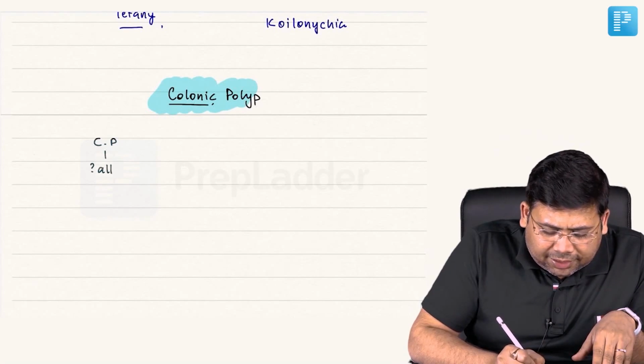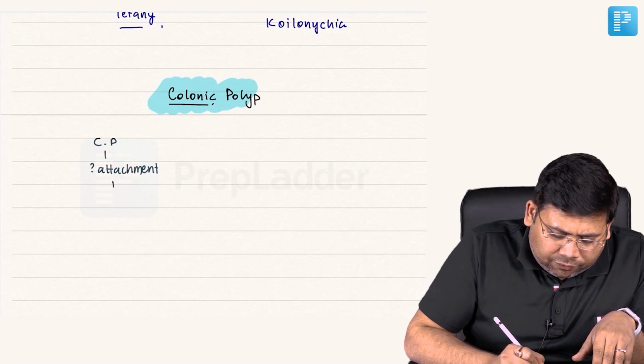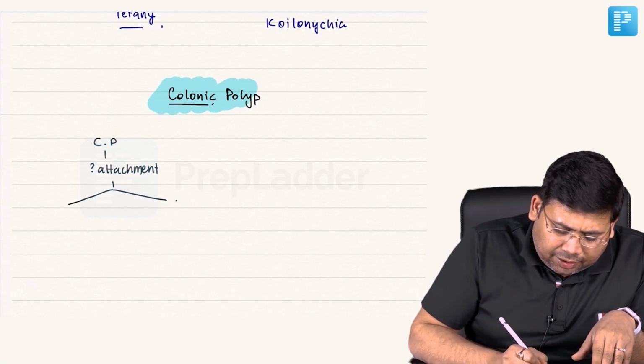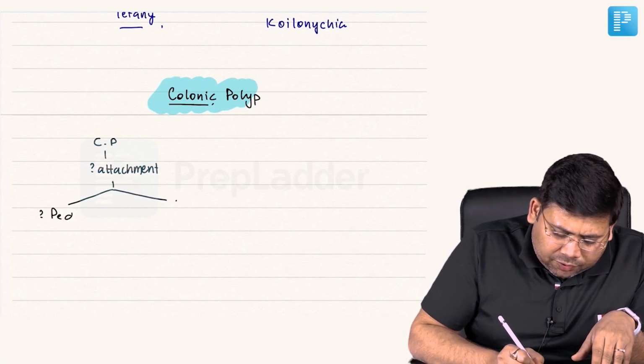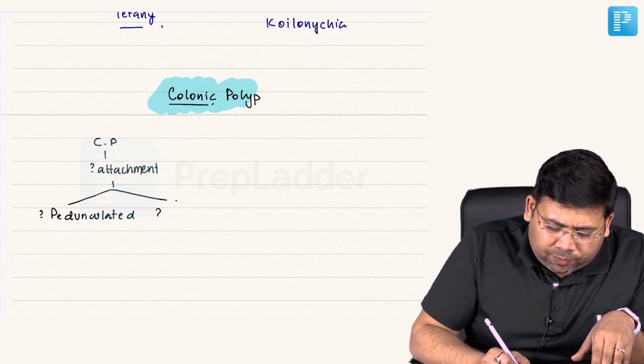Based upon their attachment, they are of two types. Either it could be pedunculated, or it could be sessile.